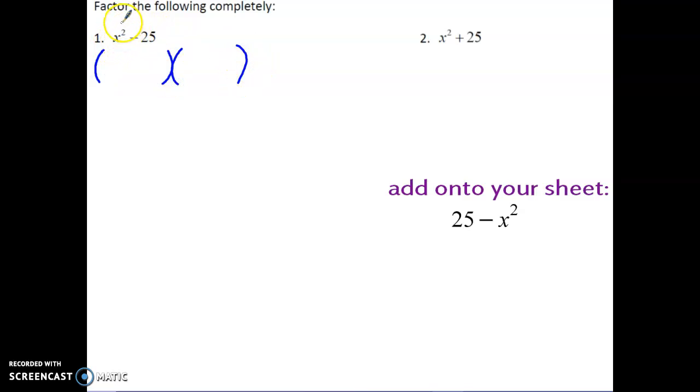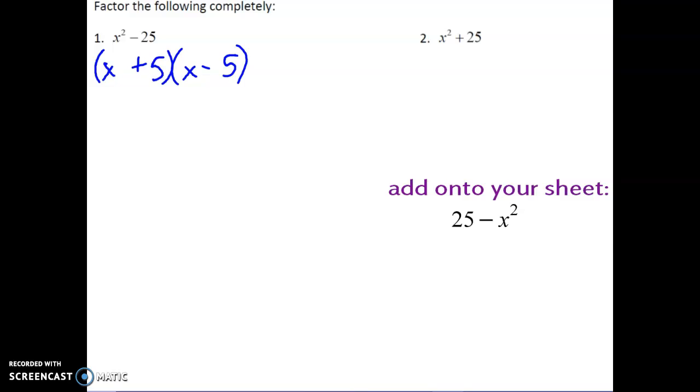Whatever squares to be the first one is going to go in the first spot in both of our parentheses. Now notice that it's not this thing itself, it's what squares to be that. So x squared, what multiplies by itself to be x squared? Well, that's x times x. All right, and then how about 25? That was one of our perfect square numbers. What multiplies by itself to be 25? That's going to be 5 and 5. Well, in order for that 25 to be negative, my signs have to be opposite one another. And so that is the answer to my difference of squares problem.